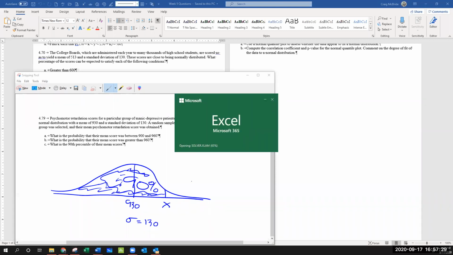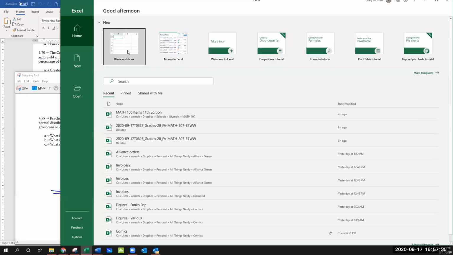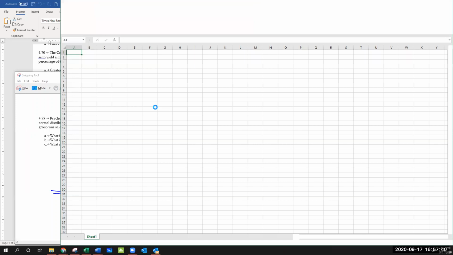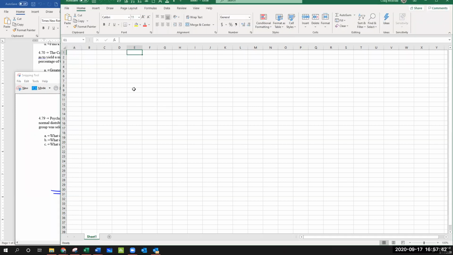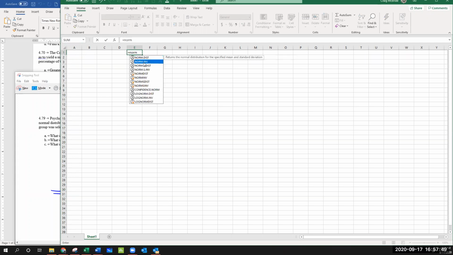In SAS, it's the last one in our code for those of you doing it in SAS. But for Excel, is it norm.inv? Yes. Let's see, it's just going to be the norm.inv. It returns the inverse of the normal cumulative distribution for the specified mean and standard deviation. So norm.inv. Double click on that, and the nice thing is it tells you everything you need.